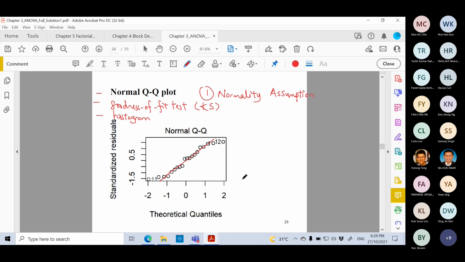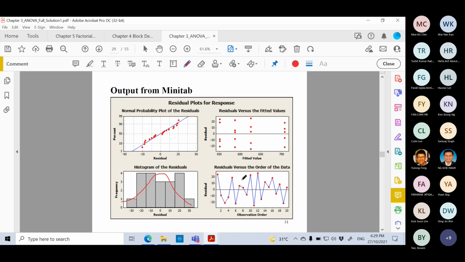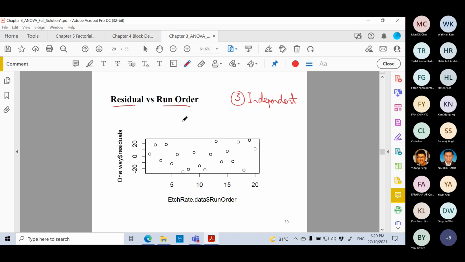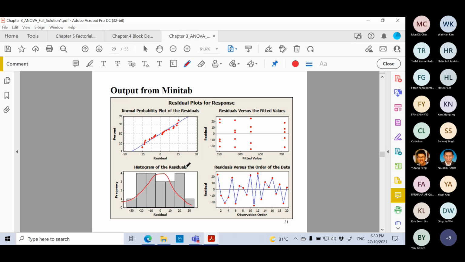If I'm not mistaken, I stopped here during our previous lecture class. This is a result from Minitab. If you have the Minitab software, you can key in the data, click, and all the plots will come out together for you. So you can check it directly.